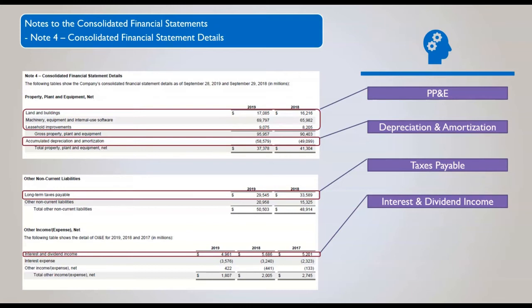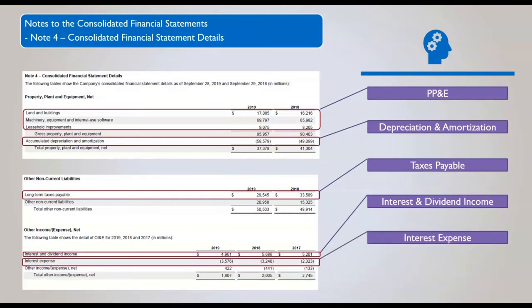Then offsetting this amount is interest expense. This reflects the interest expense Apple would have paid during the year on its loans, such as for its term debt or its commercial paper. And here we can see that approximated $3.6 billion for 2019.